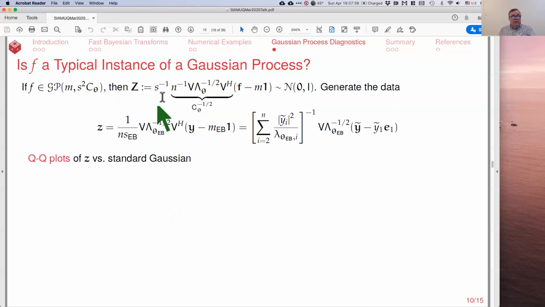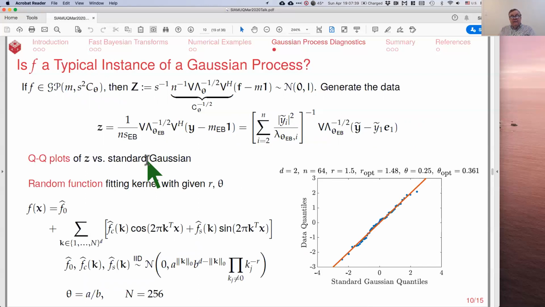So what we do is we look at our function data of the random variable, and if we center it, and if we multiply by the inverse square root of the covariance matrix, then we get something that should be IID multivariate normal. We're going to take the observed function data, that's y. We're going to take our inferred m, our inferred s, our inferred theta, and we're going to compute that data. And we're going to look at the QQ plot of that data versus standard Gaussian, and we hope it lines up. So first we'll take a random function.